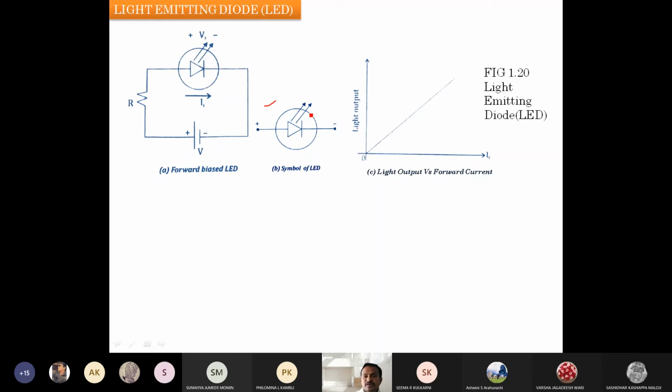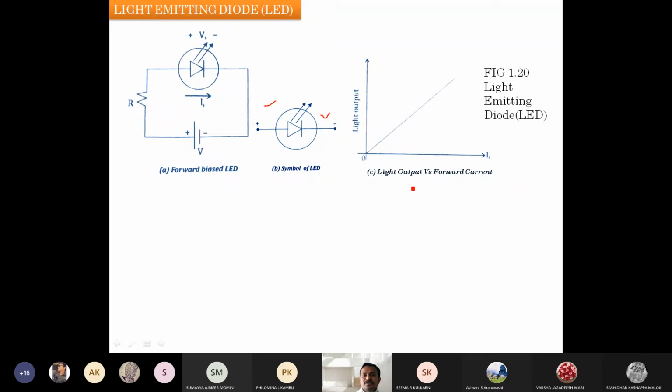If the arrow marks are towards the diode, it is a photodiode symbol. So be careful while observing the symbols of LED and photodiode. Photodiodes are going to receive the light, so the arrow marks are towards the diode. LEDs are going to emit the light, so the arrow marks are away from the diode body. Okay, you can observe the symbol here. Obviously, the terminals are the same: anode and cathode terminals are generally the plus and minus terminals.